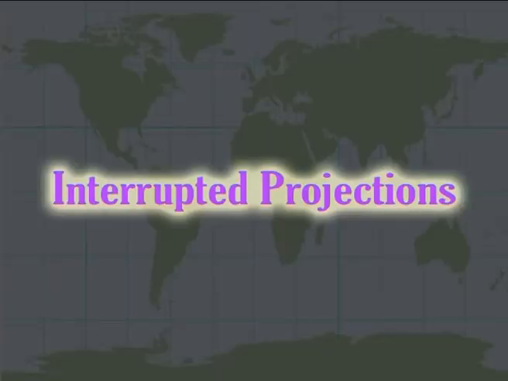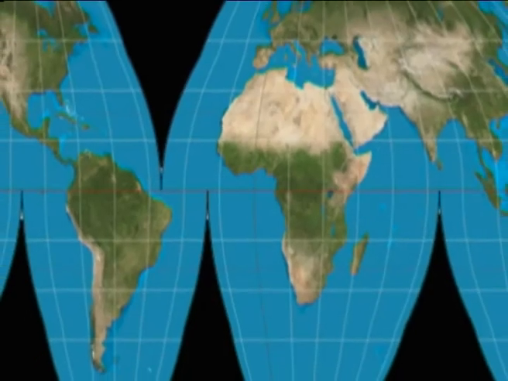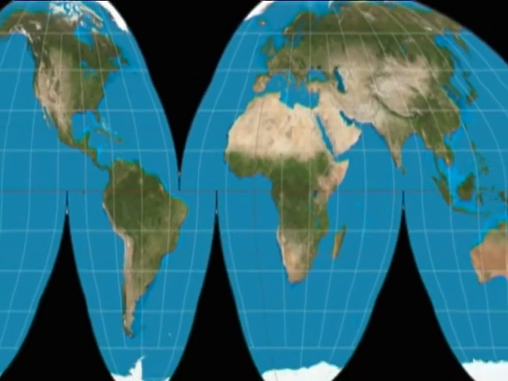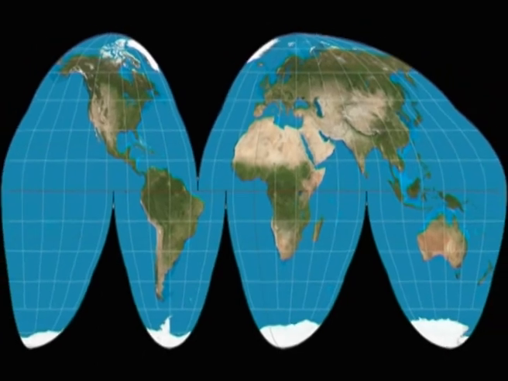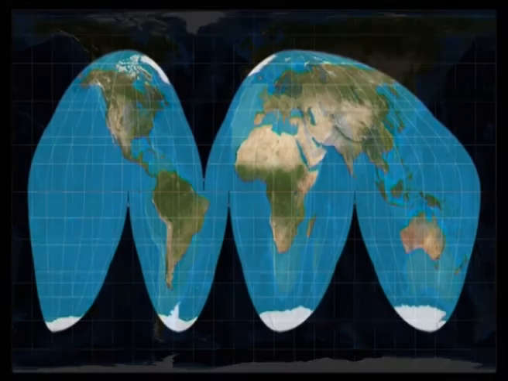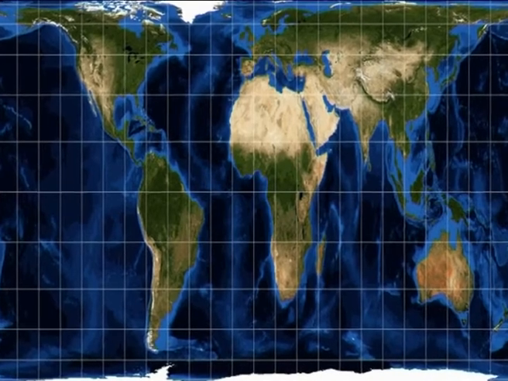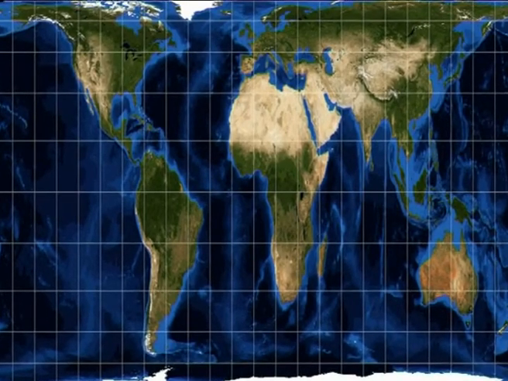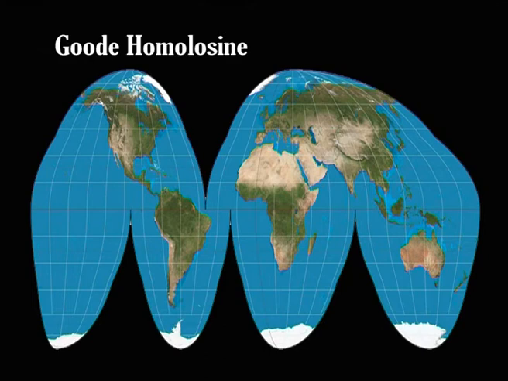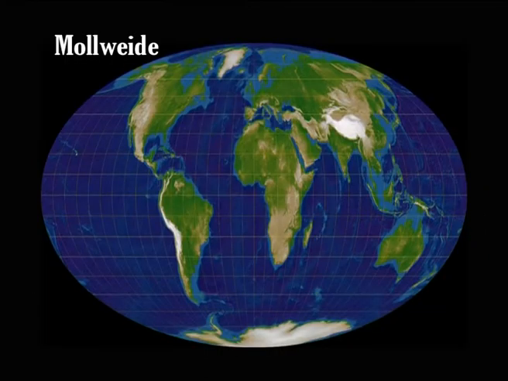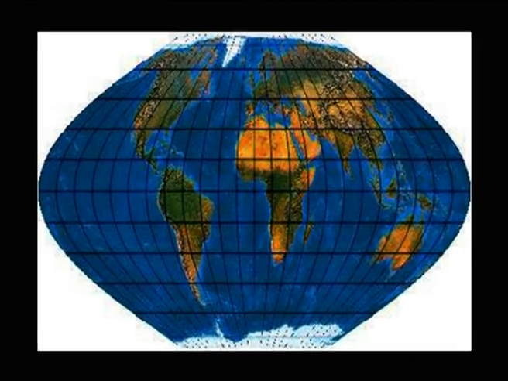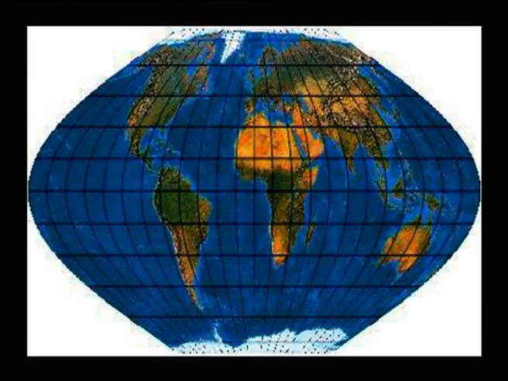The interrupted projections. Interrupted projections show the globe in one sheet with interrupted forms of graticules. They are typically used to map the different continents or oceans of the world in one map. Examples are the Goode projection, an interrupted Mollweide projection, or the interrupted Sanson-Flamsteed projection.